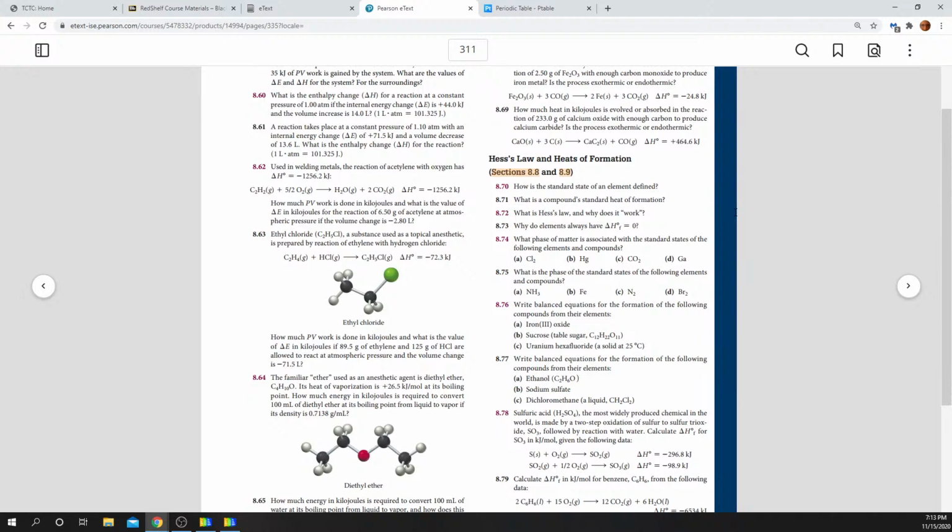Used in welding metals, the reaction of acetylene with oxygen has an enthalpy change of negative 1,256.2 kilojoules. How much PV work is done in kilojoules, and what is the value of delta E in kilojoules for the reaction of 6.50 grams of acetylene at atmospheric pressure if the volume change is negative 2.80 liters?